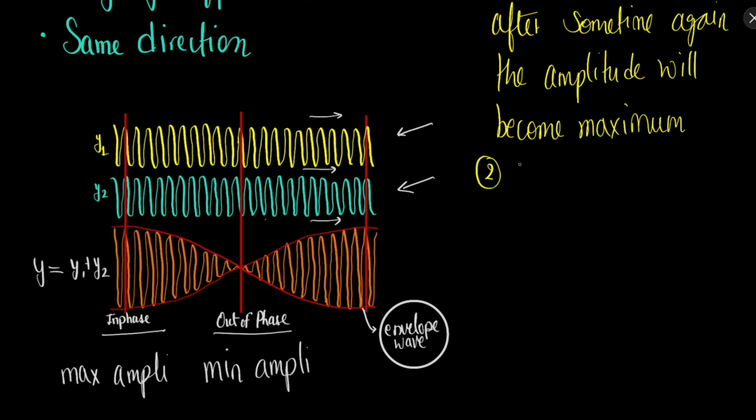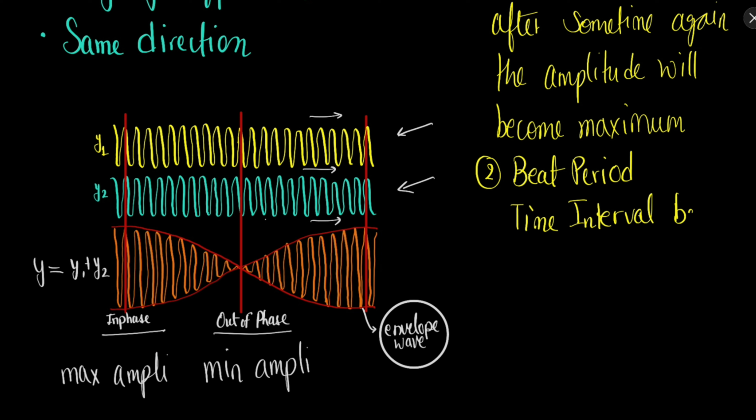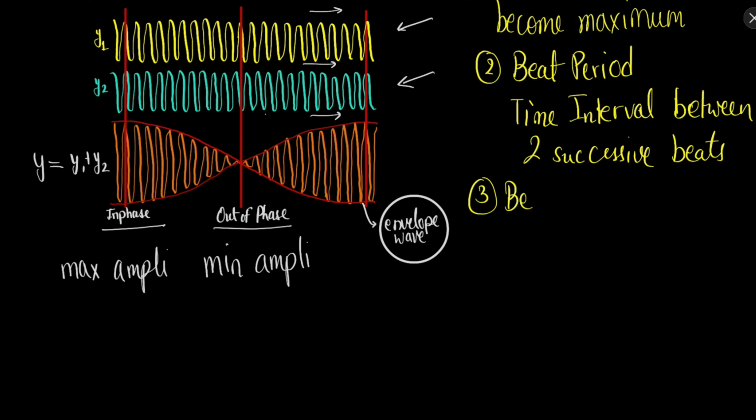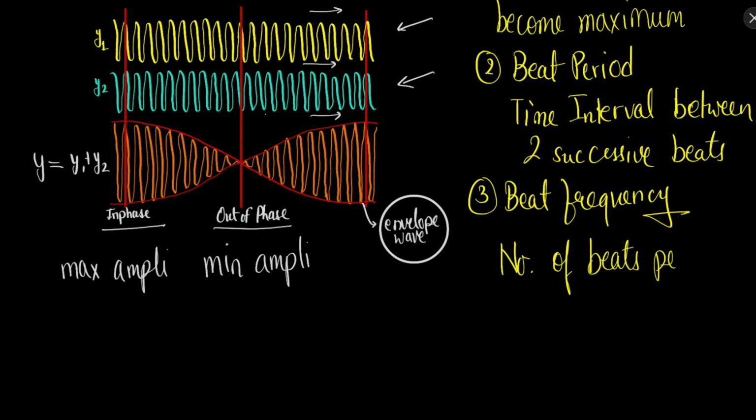Now the second term is beat period. It is the time interval between two successive beats. Then beat frequency. Beat frequency is the inverse of beat period, or we can also say that beat frequency is the number of beats per second.